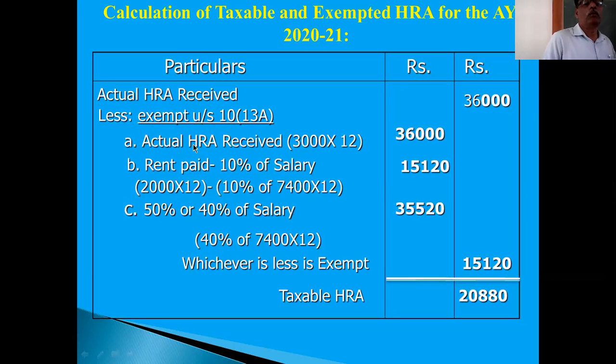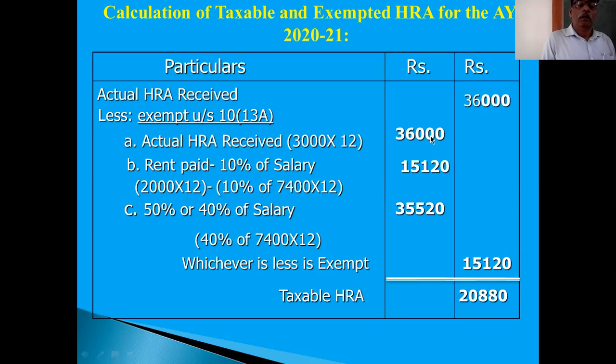And second point, actual HRA 3,000. Rent paid minus 10% of salary. You take 2,000 minus 10% of 7,400. That is 740 you take. 2,000 minus 740, the answer is 1,260. 1,260 is the second point. And third point is 40% of salary. You take 40% of 7,400.